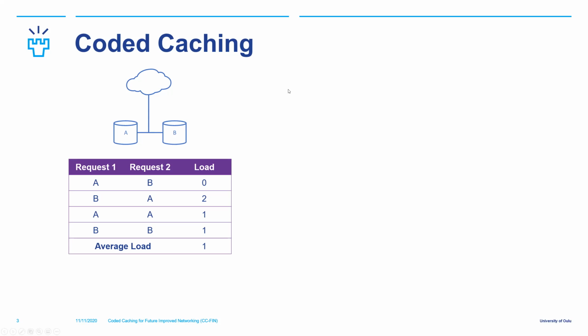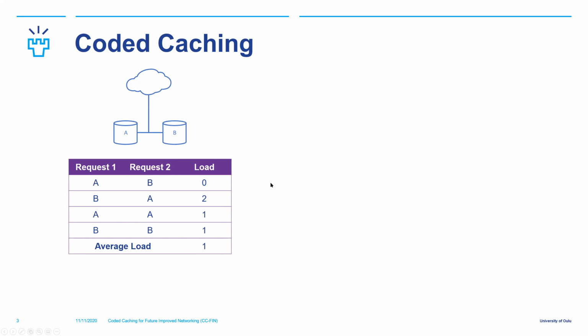One solution is to put files randomly inside the cache memories. For example, put file A into the cache memory of user 1 and file B into the cache memory of user 2. Then if user 1 requests file A and user 2 requests file B, we don't have to send anything over the shared link. But if user 1 requests file B and user 2 requests file A, we have to send both files over the shared link. If we go through all the possible request scenarios, we see that the average load over the shared link becomes 1.